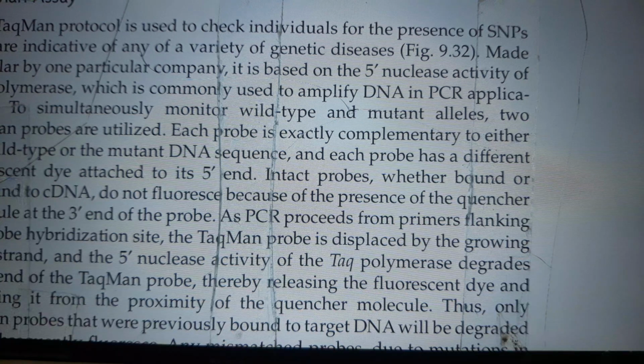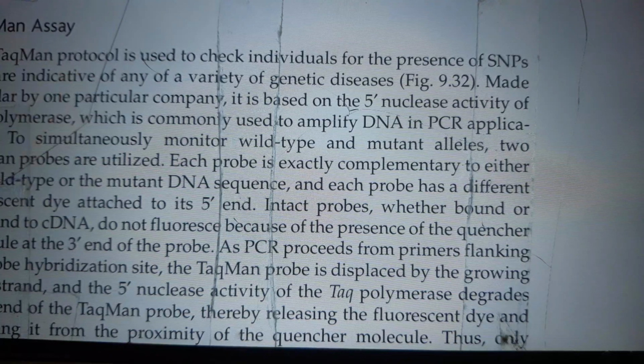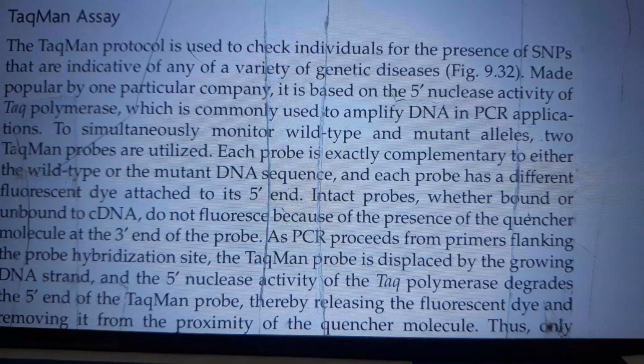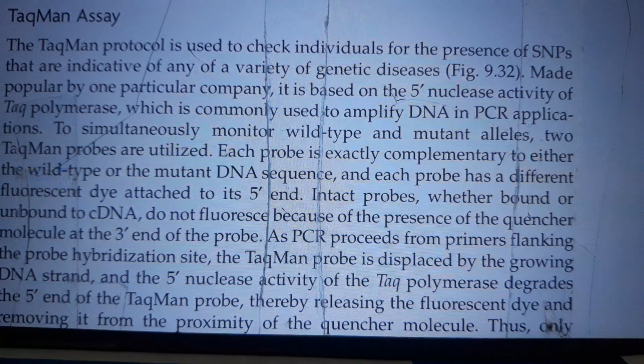TaqMan assay. The TaqMan protocol is used to check individuals for the presence of SNPs that are indicative of any of a variety of genetic diseases. Made popular by one particular company, it is based on the 5' nuclease activity of Taq polymerase, which is commonly used to amplify DNA in PCR applications.